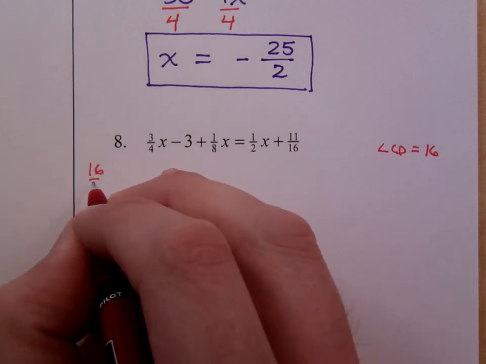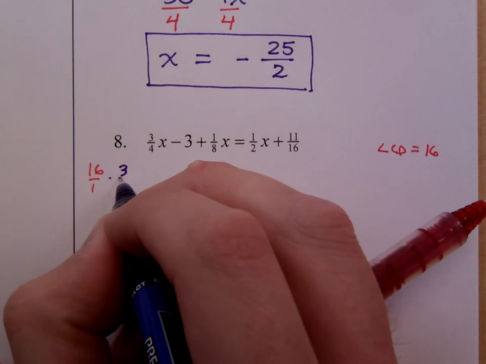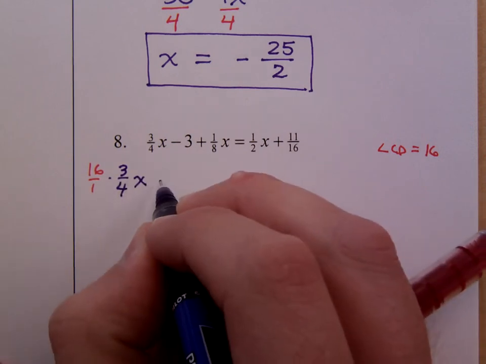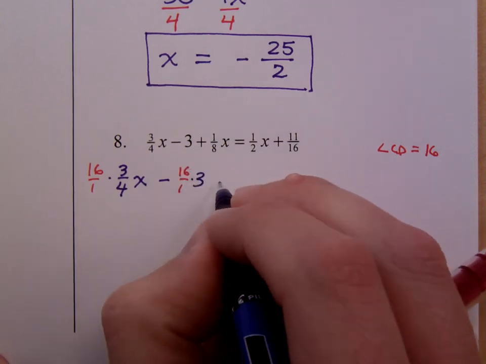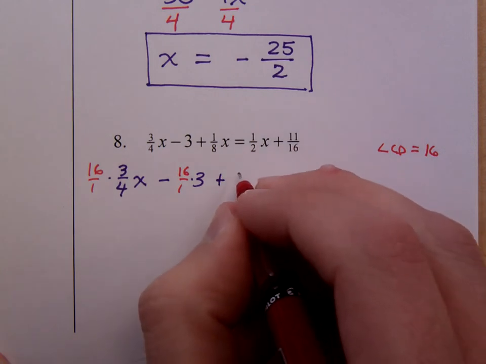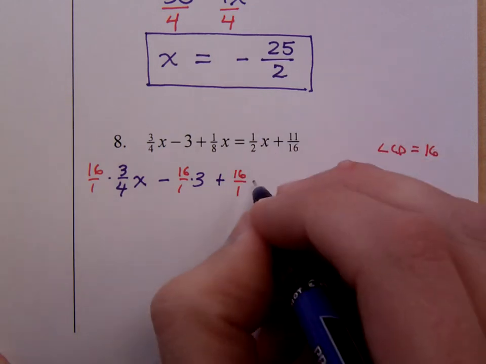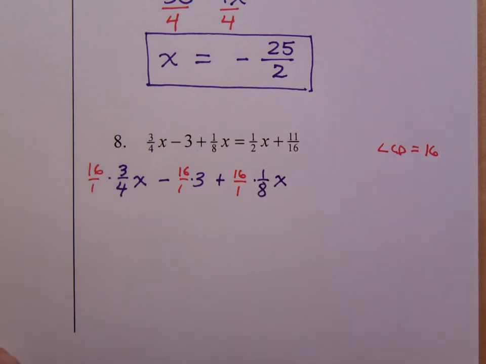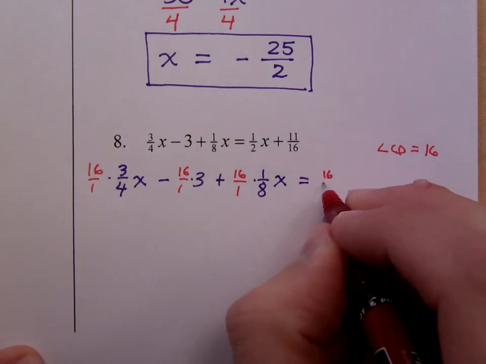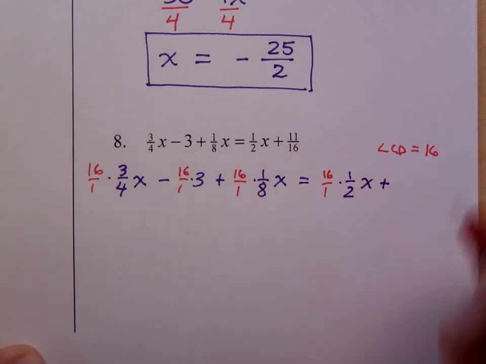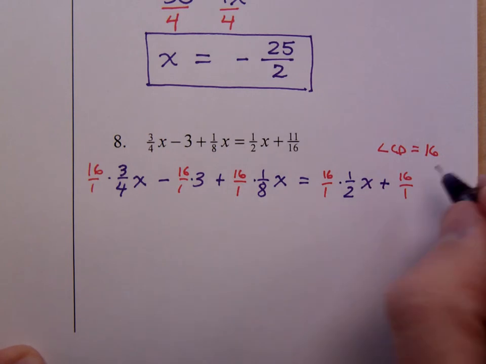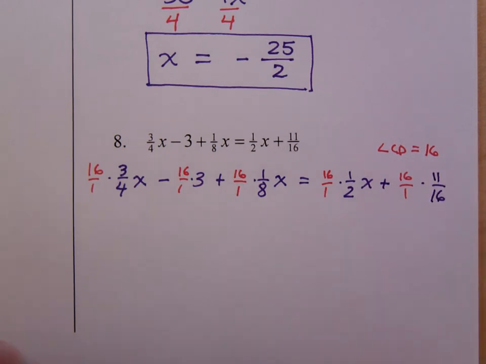So this is 16 over 1 times 3/4 x minus, so 16 over 1 times 3 plus 16 over 1 times 1/8 x. And you do the same thing to both sides. 16 over 1 times 1/2 x plus 16 over 1 times 11/16. If you really do have a common denominator, then all of these denominators are going to reduce away.